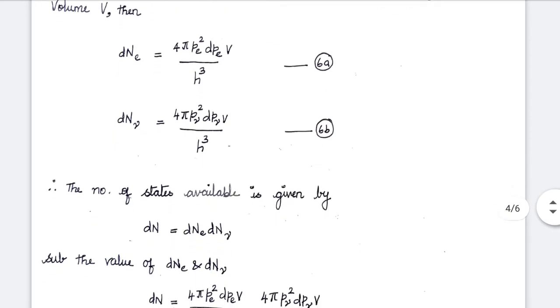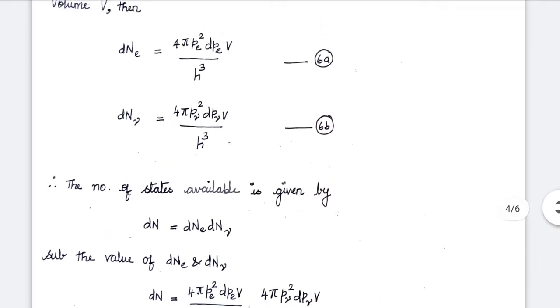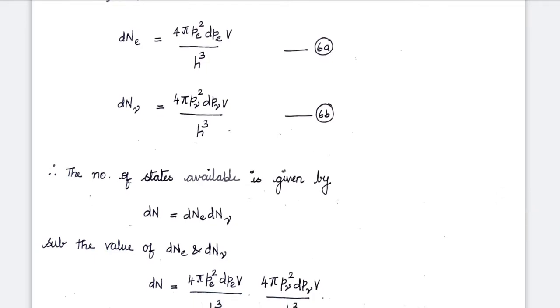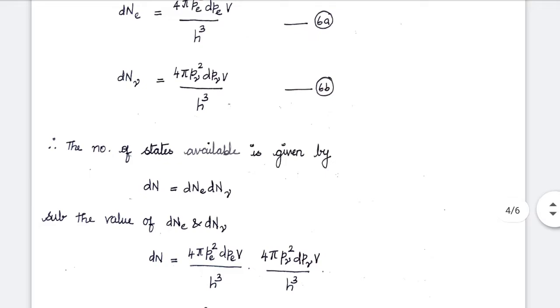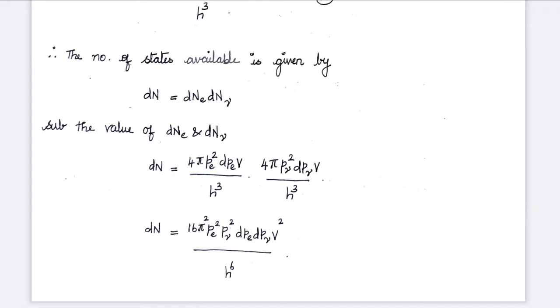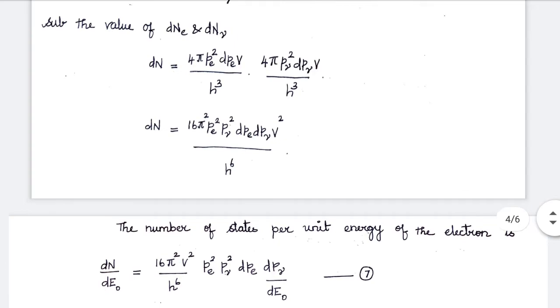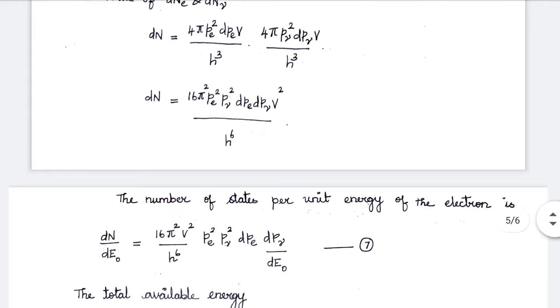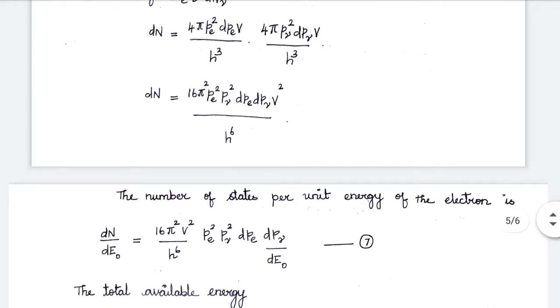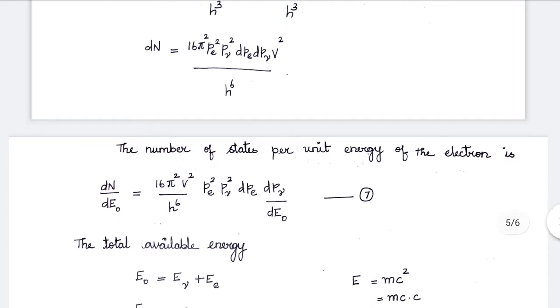In the same way we can write it for dN_ν, which is equal to 4π p_ν² dp_ν V by h³. So the total number of states available is given by dN equal to dN_e into dN_ν. Substituting the values, we get 4π p_e² dp_e V by h³ into 4π p_ν² dp_ν V by h³. Multiplying these two terms, we get dN equal to 16π² p_e² p_ν² dp_e dp_ν V² by h⁶.